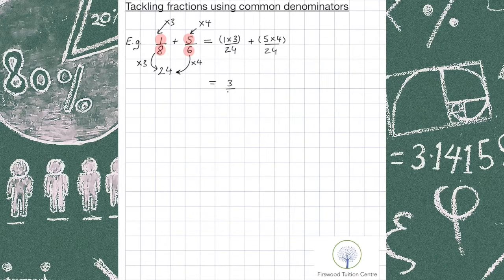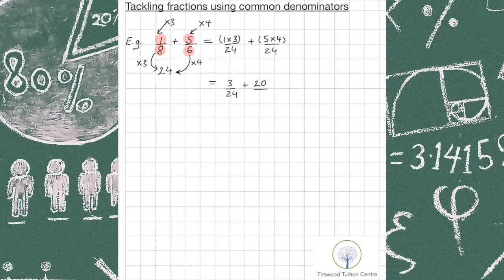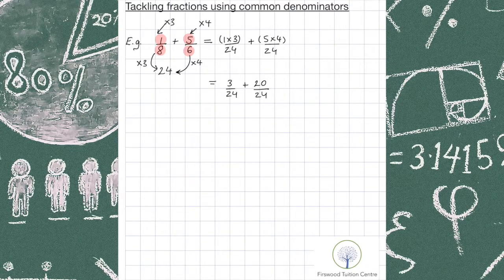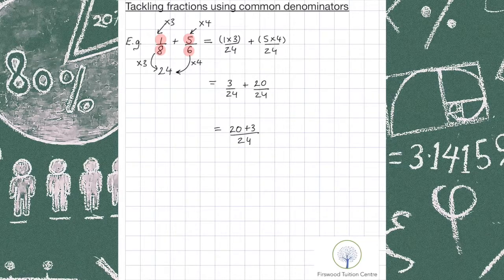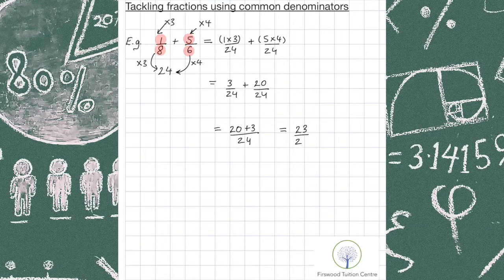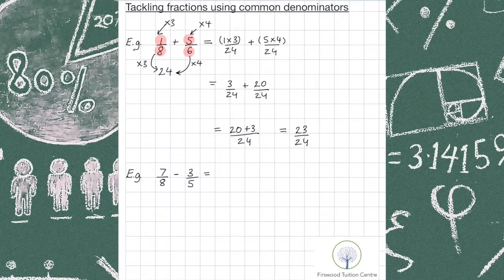So 3 times by 1 is 3, all over 24. Add 5 times by 4, which is 20, all over 24. We now have a very simple fraction in which we can now just add the numerators together. This will give us 20 added to 3, all over 24, which will give us our final answer of 23 divided by 24. In this next example, we are going to be taking away 3/5 from 7/8.